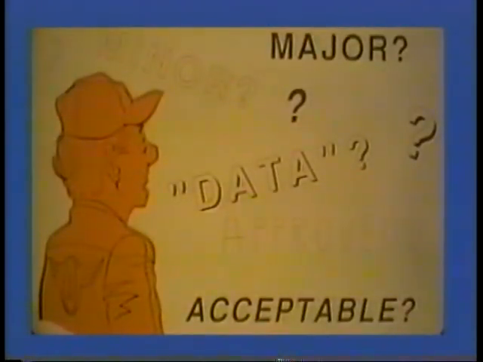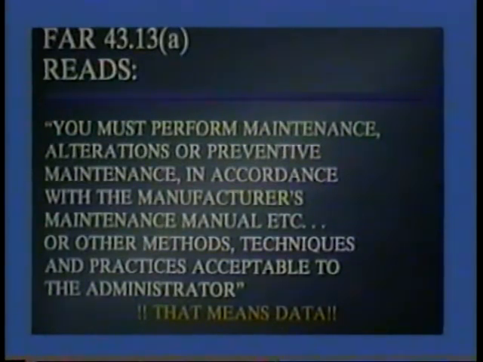The rule helps you understand what is meant by confusing words and terms like acceptable and approved, major or minor, or the term data. For example, let's look at FAR Section 43.13(a) again. You must perform maintenance, alteration, or preventive maintenance in accordance with the manufacturer's maintenance manual or other methods, techniques, and practices acceptable to the administrator. That means data.